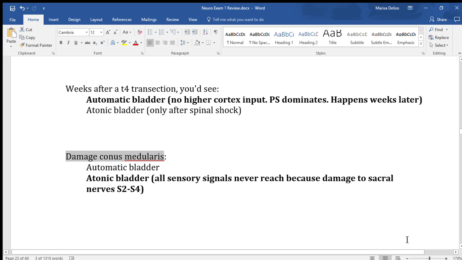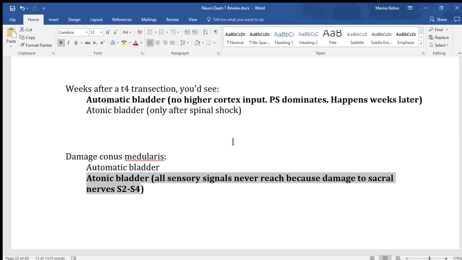And that's where you can get an atonic bladder. Know that an atonic bladder is way more medically dangerous than automatic. Automatic, yeah, it really sucks for the person. But an atonic bladder could explode and have your patient go into sepsis.